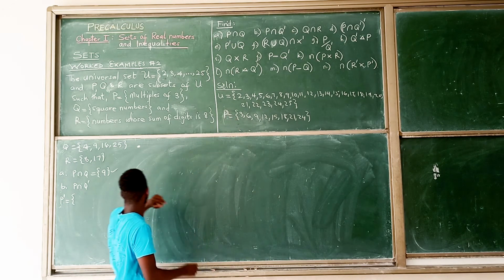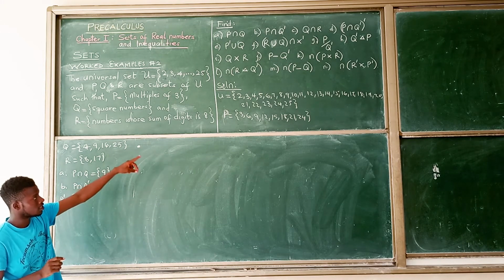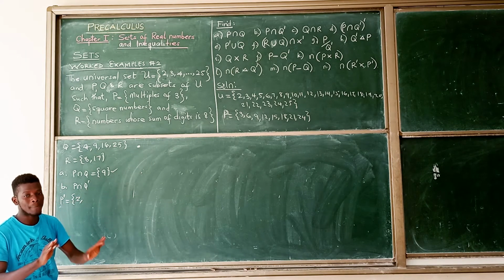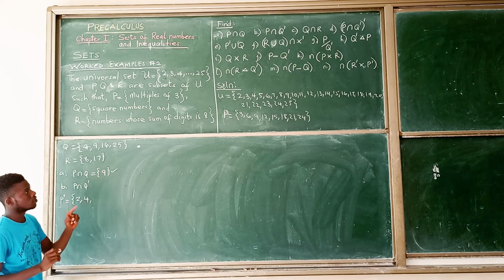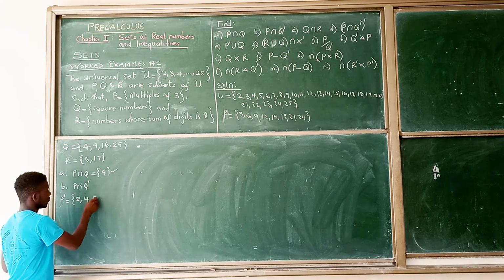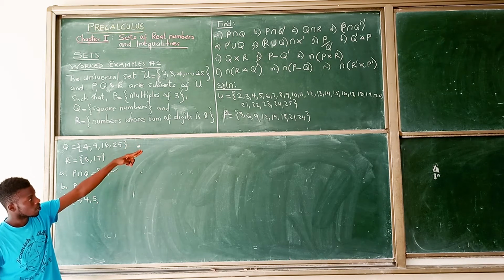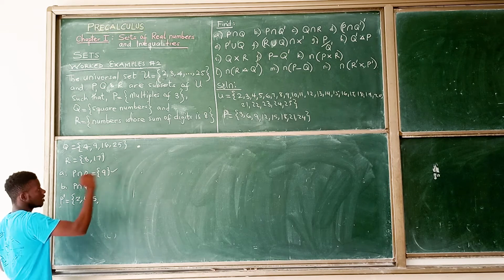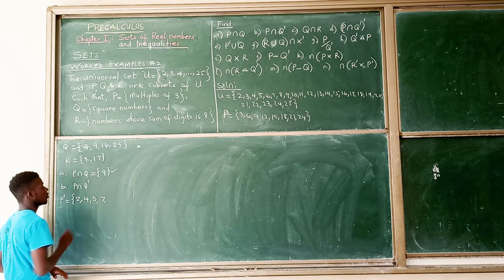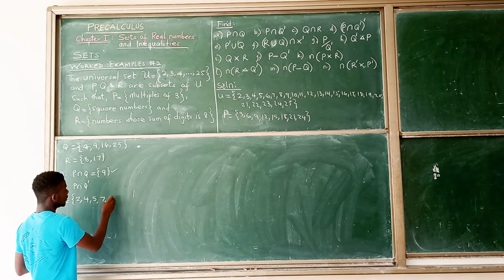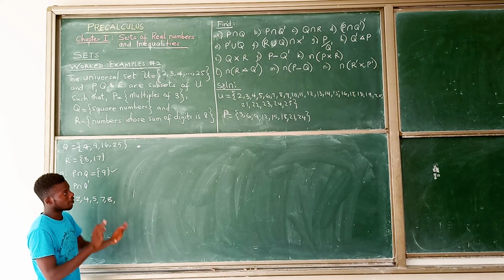The first element is 2. 2 is in the universal set and not in set P. 3 is in the universal set, 3 is also in set P, so it's not going to form part of the complement. 4. 4 is in the universal set and 4 is not in set P. 5 is in the universal set and 5 is not in set P. Look at 6. 6 is in the universal set and 6 is also in set P, so it's not part of the complement. 7 is going to form part of the complement. 8. We see 9 in both the universal set and P, so it's not part of the complement.